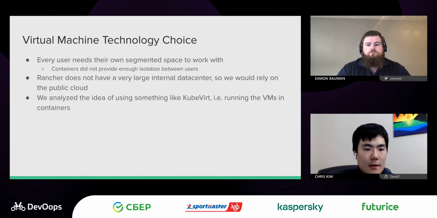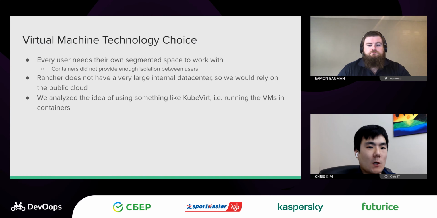We did analyze the idea of using a project like KubeVirt because the idea of using Kubernetes even further from where HobbyFarm uses Kubernetes was appealing. But we found at the time that we were developing HobbyFarm that KubeVirt was not fully ready for us to use as a virtual machine platform.